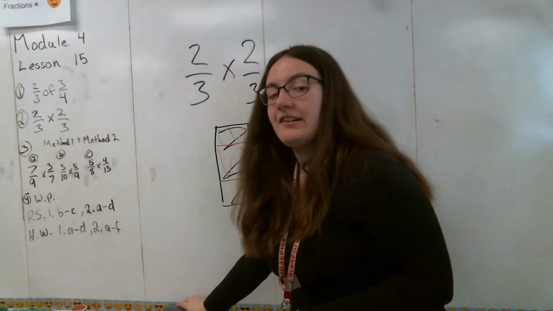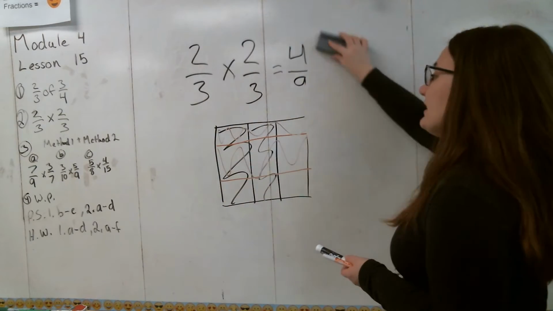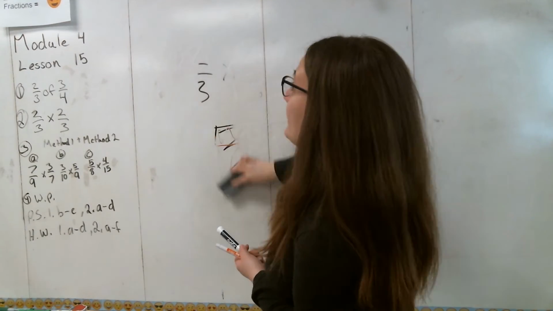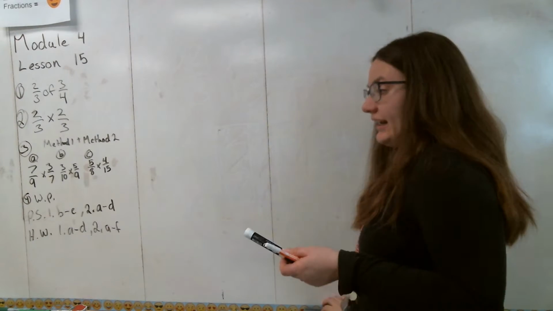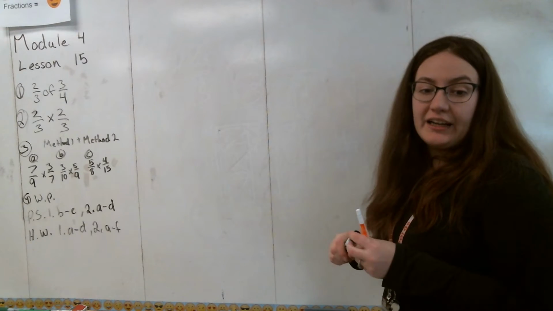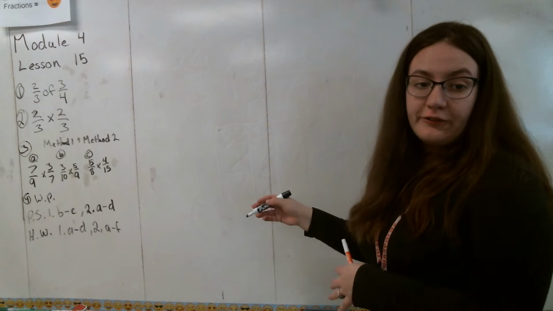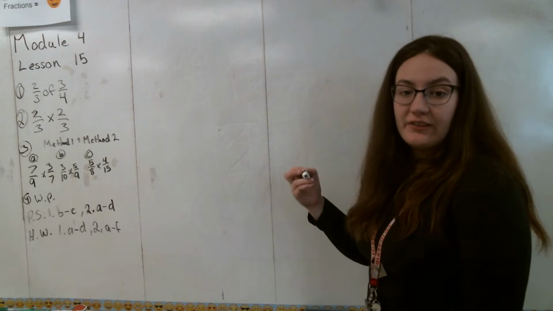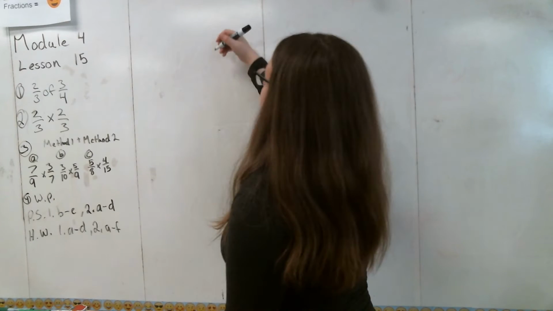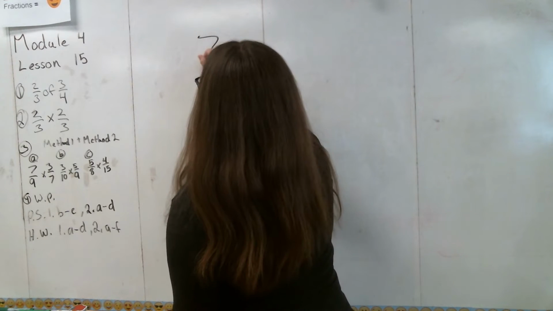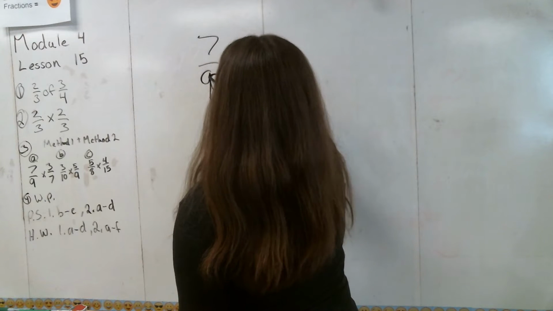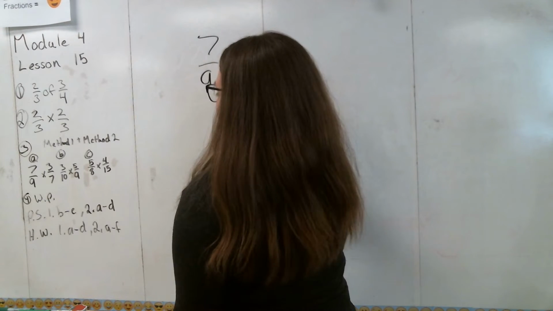Go ahead and erase this. And we're going to move on to number 3. And number 3 is actually a 3-part question. So I'm going to work with you on the first part, and then you'll be working on the rest of it on your own. So for this problem, we have 7/9 times 3/7.